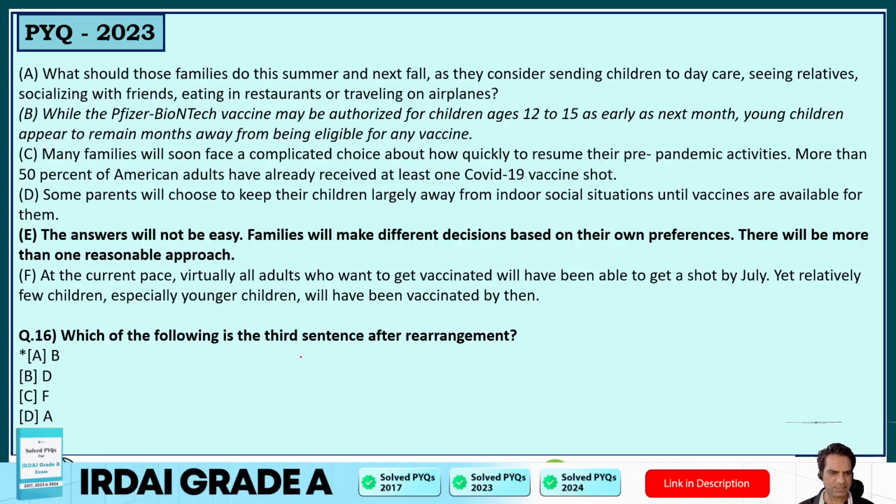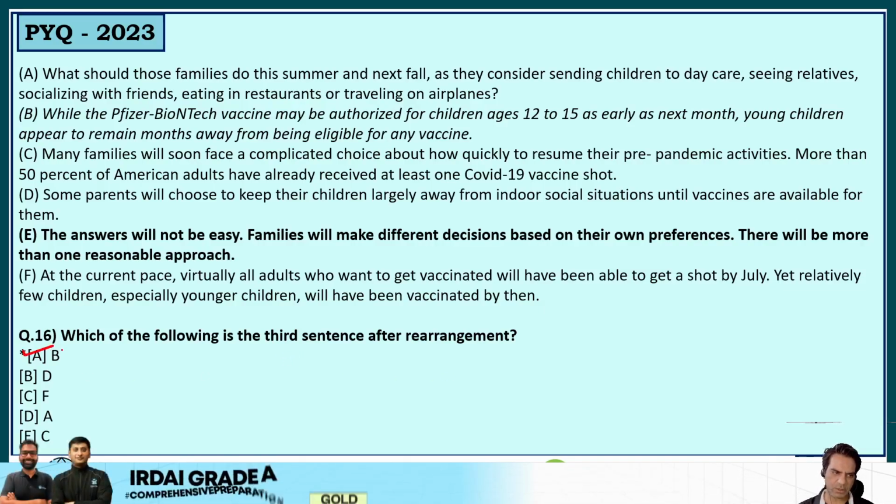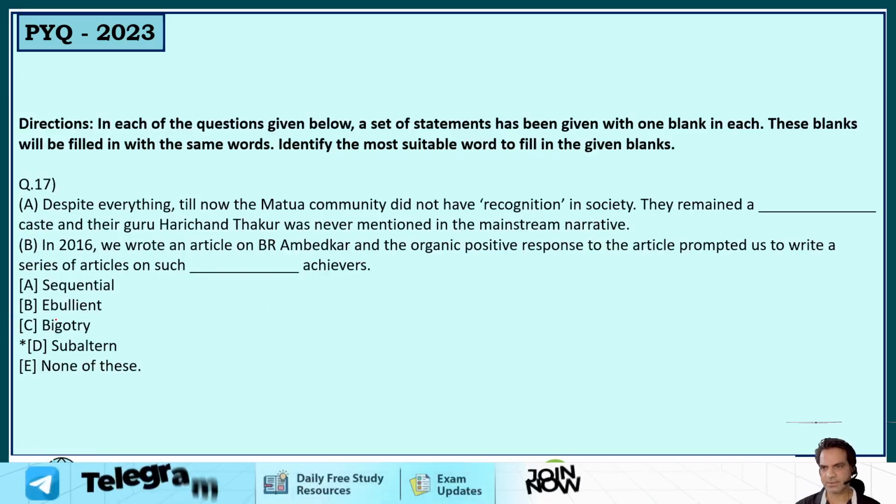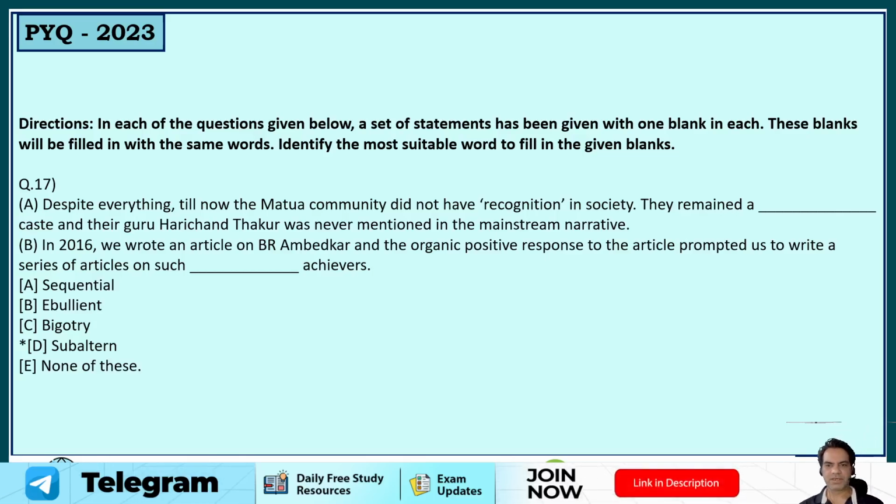CFBAED. Third statement is again option B. So yes, option A is your correct answer. CFBAED. All right, so that's it. Now we are given double blanks.